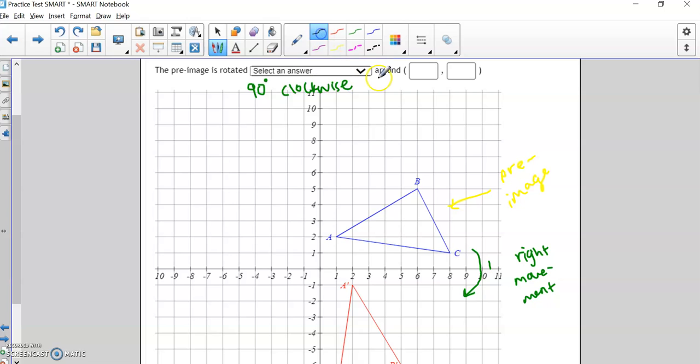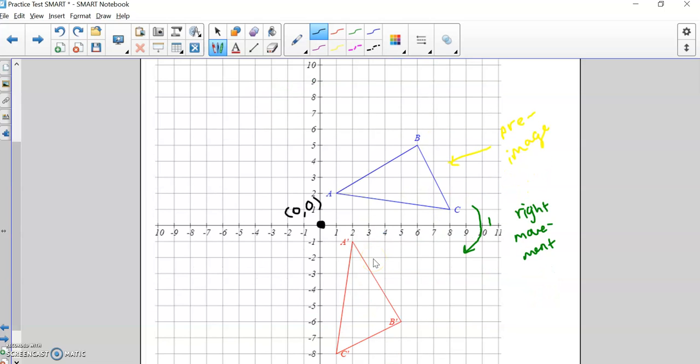Now, for this part right here, remember what I said yesterday. For our rotations in this class, we're always rotating around this point. All right, listen to me very closely when I say that. So our rotations are always around 0, 0. Alrighty. That is all for that problem.